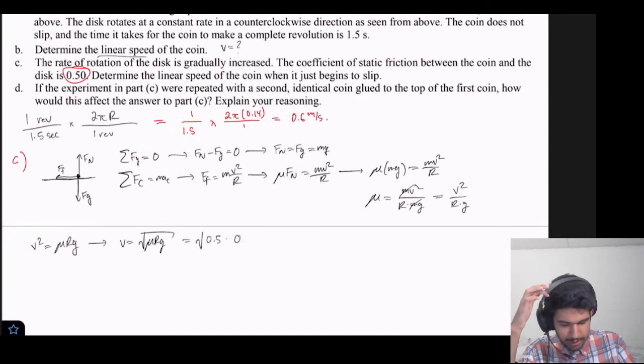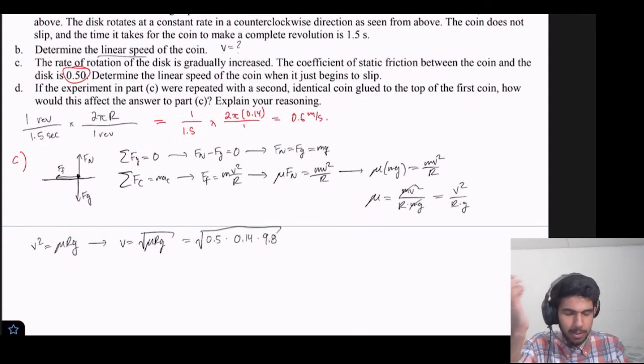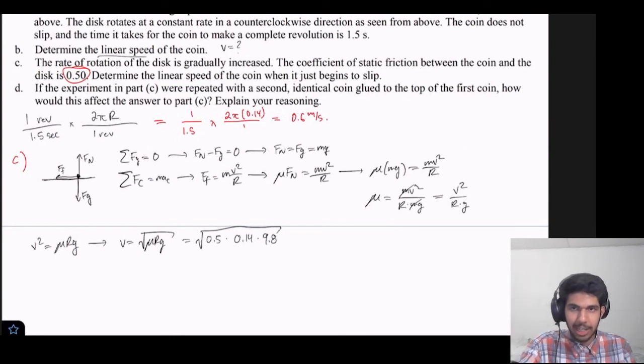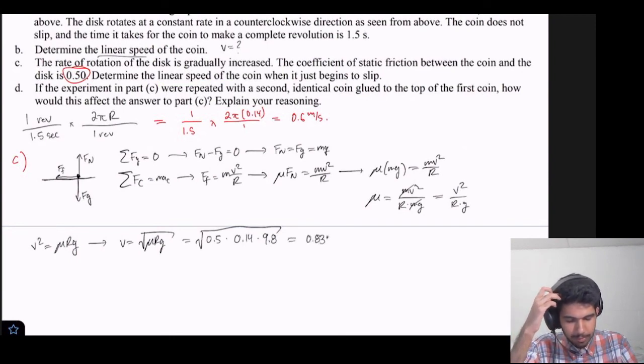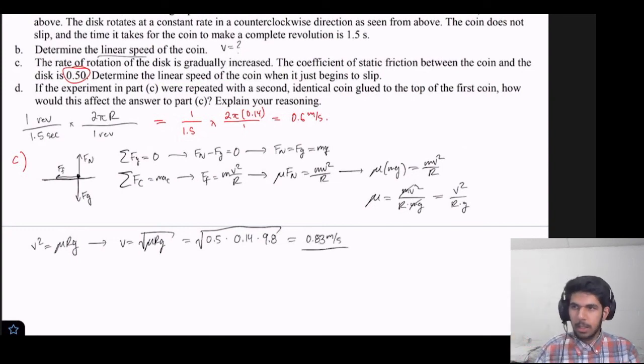0.5, radius is still 0.14, 9.8. It's still 0.14 because it's right before the coin starts to slip and we can't track its path. So it's still traveling in a circle at that last moment. If we compute this out, we get 0.83 meters per second. And that's part C.